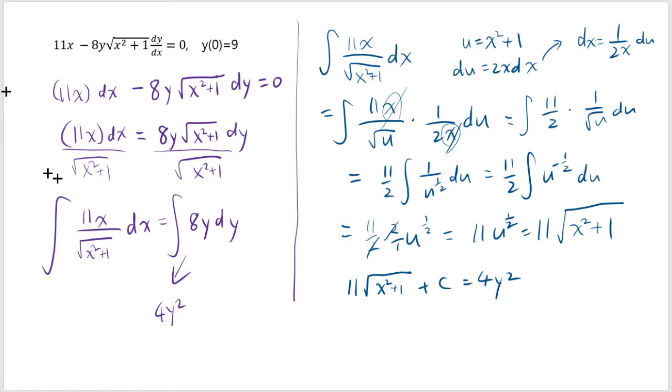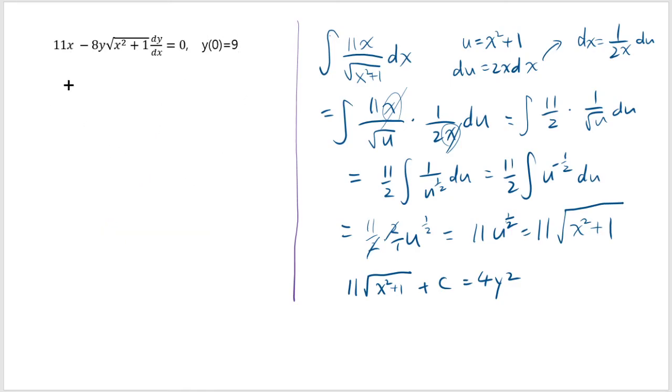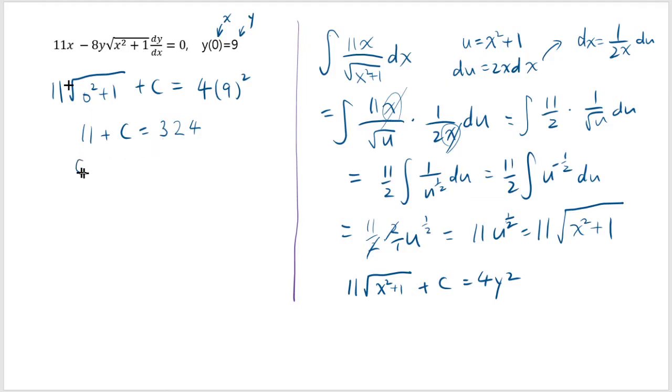Now, let me delete this part so I can continue the calculation. We're not done yet because I still need to make sure that y of 0 is 9. Y of 0 equals 9 means that when x is 0, that y value is 9, right? So when you have this equality, when x is 0, y is 9, which is 11 plus c equals, let's see, 81 times 4, 324. Okay, and then you subtract 11, so you get c equal to 313. So we now have a solution that satisfies the initial condition.